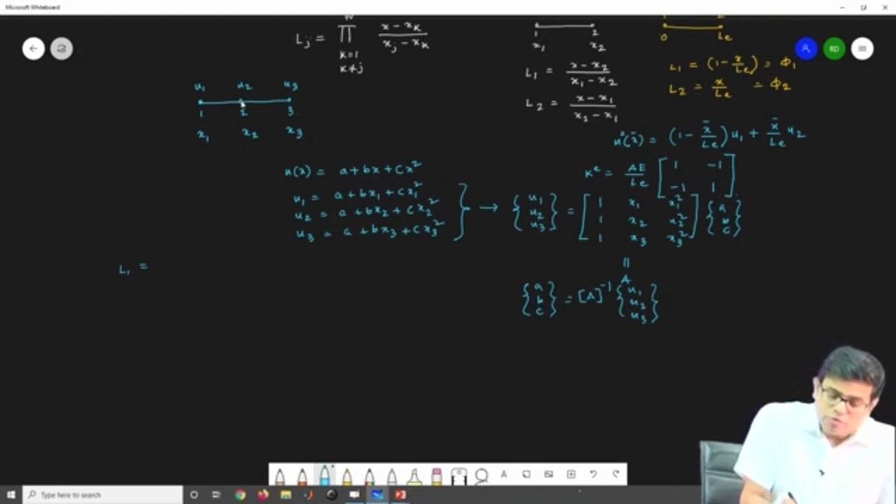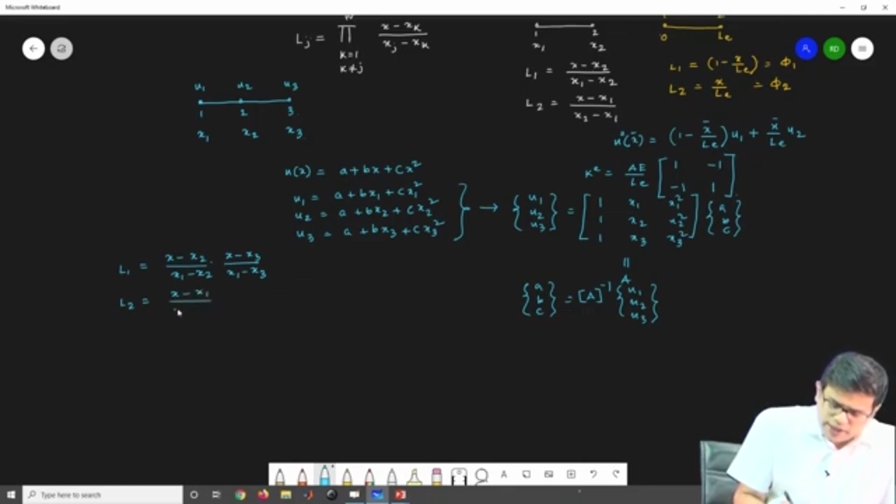Actually, node 2 need not be at the middle node or any particular point. So it is valid for any position of node 2. So this is (x minus x2), so (x1 minus x2) into (x minus x3) divided by (x1 minus x3). So this is my first shape function or first Lagrange polynomial.